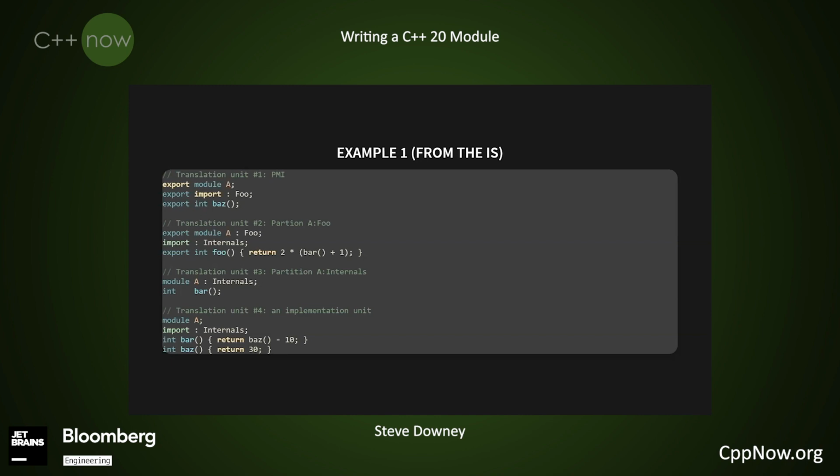You can see here, basically we can control which parts of our module are visible to clients. We can export forward declarations or just declarations. We can export definitions. We have a lot of control over what we want to see exported to clients.